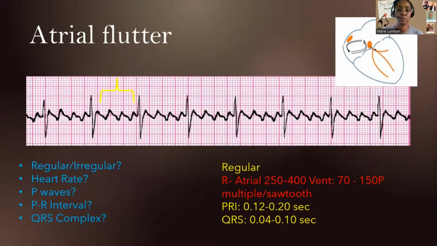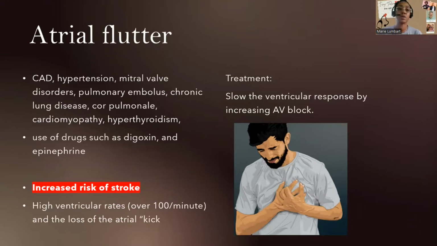This is atrial flutter. Atrial flutter can be caused by hypertension, valvular disease, pulmonary embolus, any kind of lung or heart disease. Drugs such as digoxin or epinephrine can be a cause for a flutter. There is an increased risk of stroke. Because that atrium is not contracting efficiently, it's kind of shaking, it increases your risk for stroke. And also note that high ventricular rates are considered unstable.